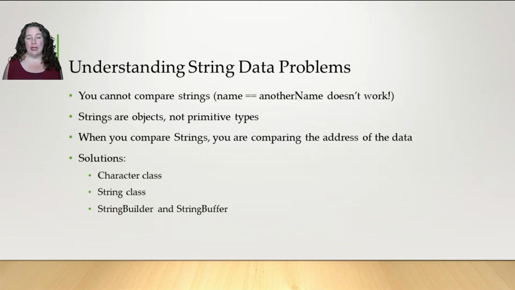So if you have a name, Joe, and you want to equal it or compare it to the text, Joe, you can't just set them equal to each other because they're objects. They're not actual strings. They're not actual collections of letters. They're not primitive types. They're actually objects. So when you compare strings, when you say name equals another name, you're actually comparing the address of the data, which isn't going to be the same if you have two different variables.